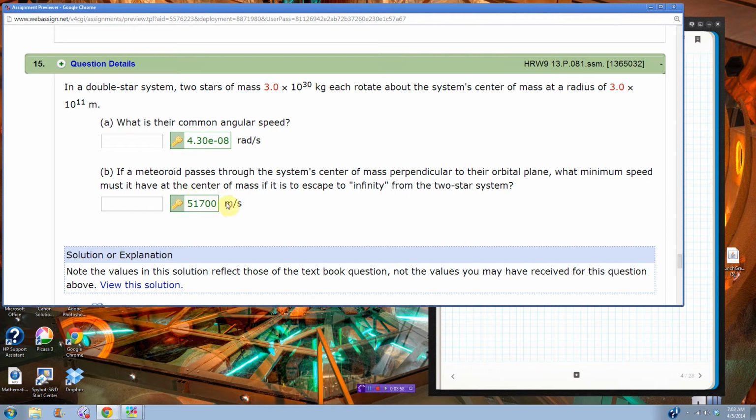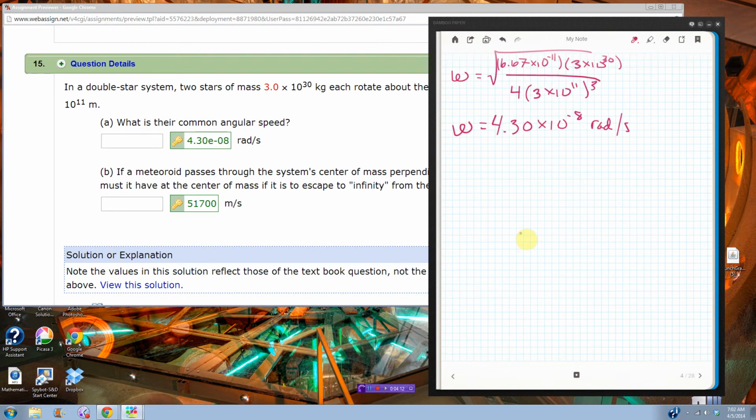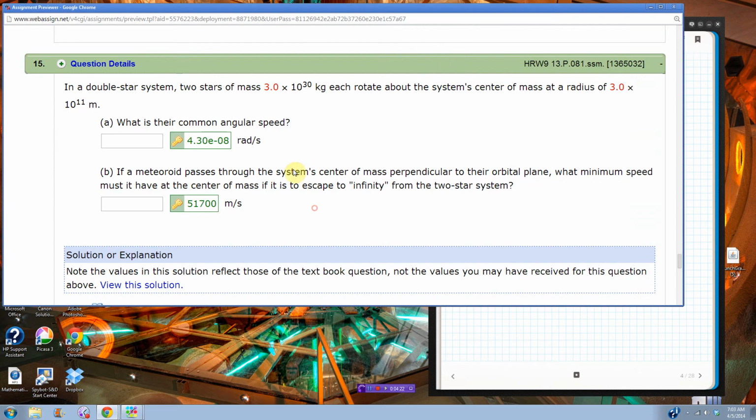Okay. Part B. If a meteoroid passes through the system's center of mass perpendicular to their orbital plane, what minimum speed must it have at the center of mass if it is to escape to infinity from the two-star system? Alright, first thing, when I read that, I was like, what? But no, this problem's not hard. It says that the meteoroid passes through the system's center of mass perpendicular to their orbital plane.